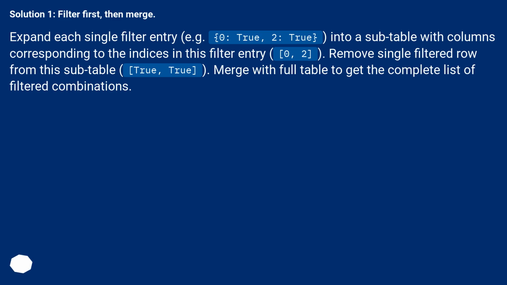Solution 1. Filter first, then merge. Expand each single filter entry, for example, 0 column true, 2 column true, into a subtable with columns corresponding to the indices in this filter entry, 0, 2. Remove the single filtered row from this subtable, true, true. Merge with the full table to get the complete list of filtered combinations.